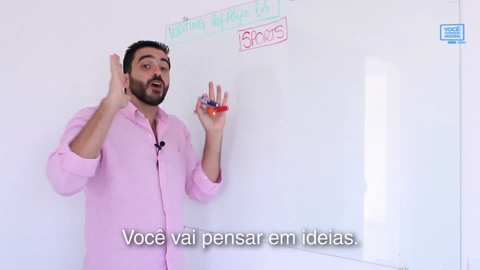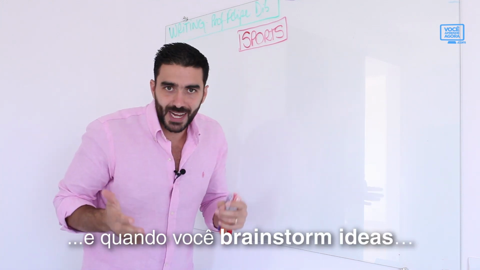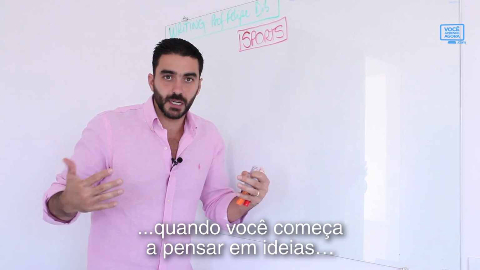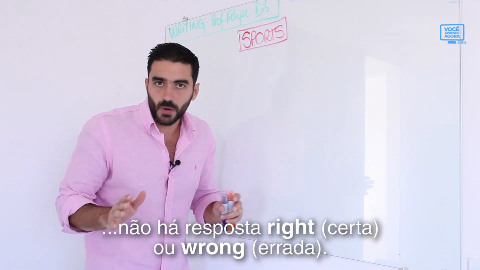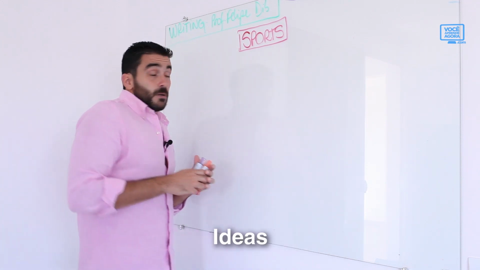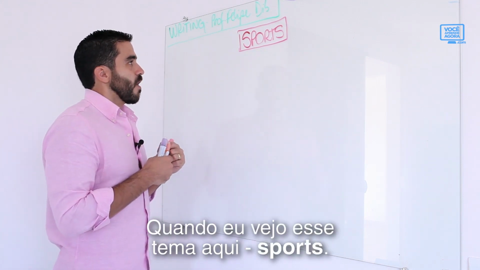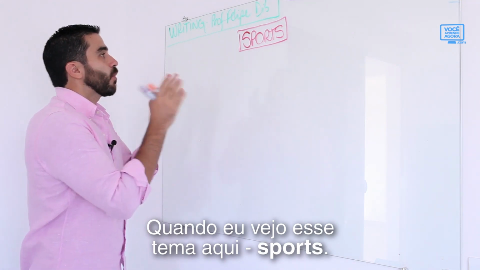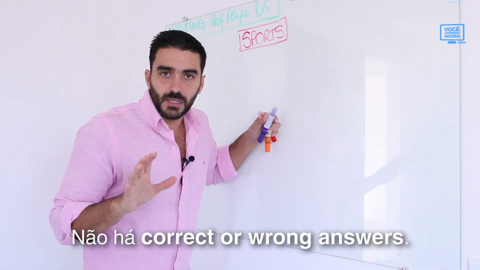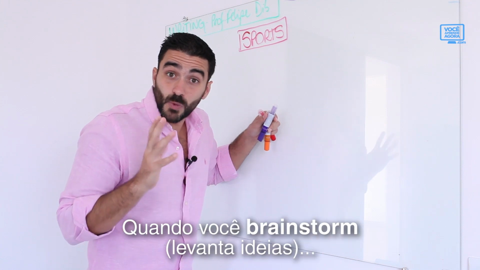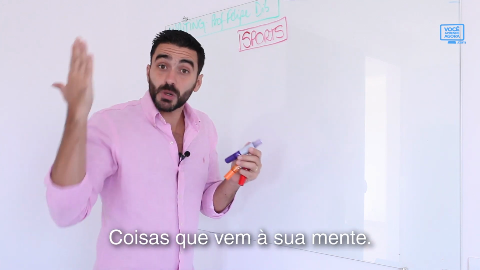You are going to think of ideas. The first step is to think of ideas. And when you brainstorm ideas, when you start thinking about ideas related to a topic, there is no right or wrong answer. When I see this topic here, sports, what comes to my mind? Remember, there are no correct or wrong answers here. When you brainstorm, you put ideas on paper, things that come to your mind.